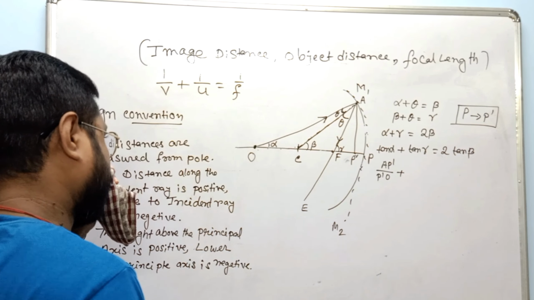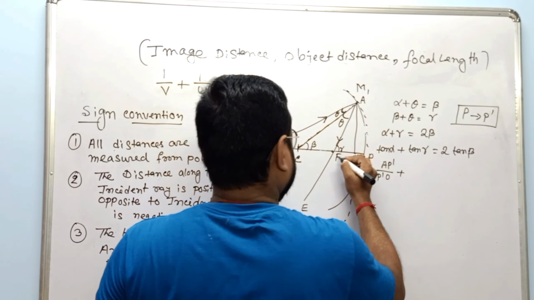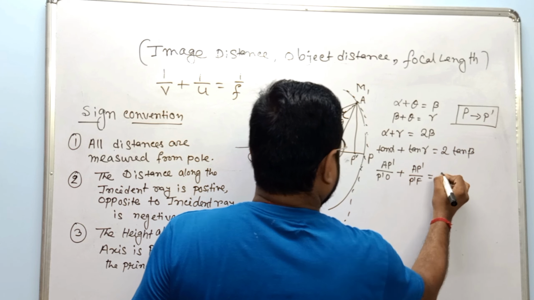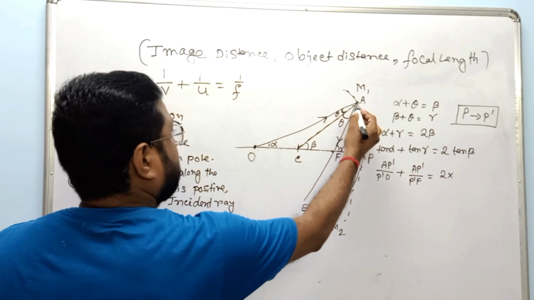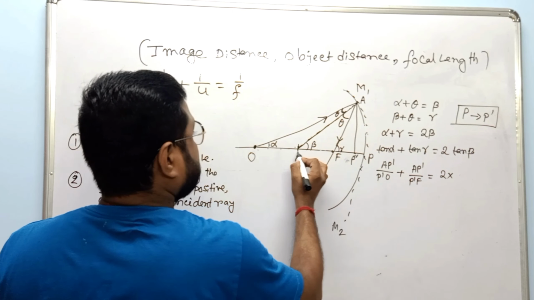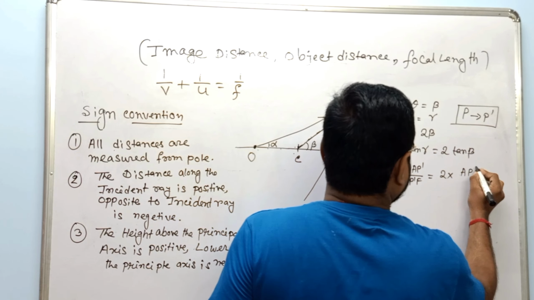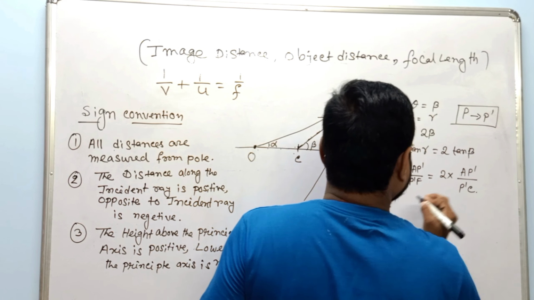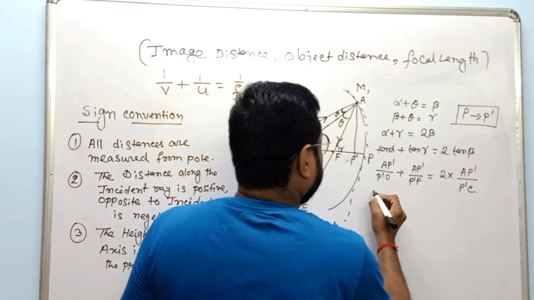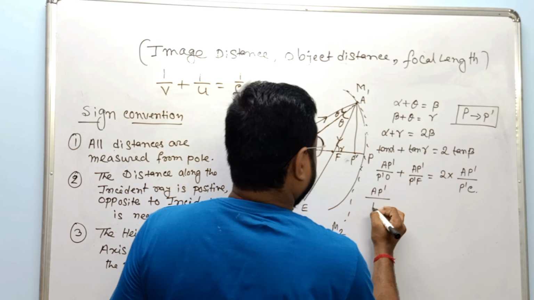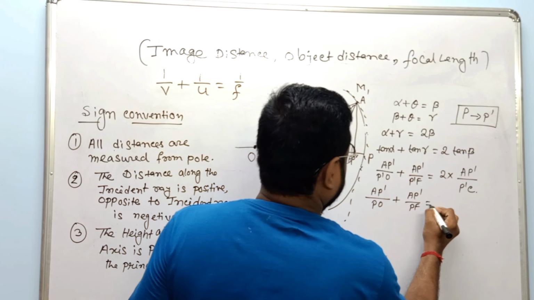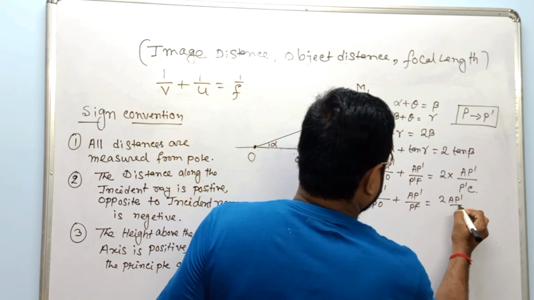What is the value of tan gamma? AP dash by P dash F, AP dash by P dash F, and 2 into tan beta means tan beta is, from P dash AC triangle, AP dash by P dash C. As P dash is nearly equal to P, we can write that AP dash by PO plus AP dash by PF equal to 2 AP dash by PC.